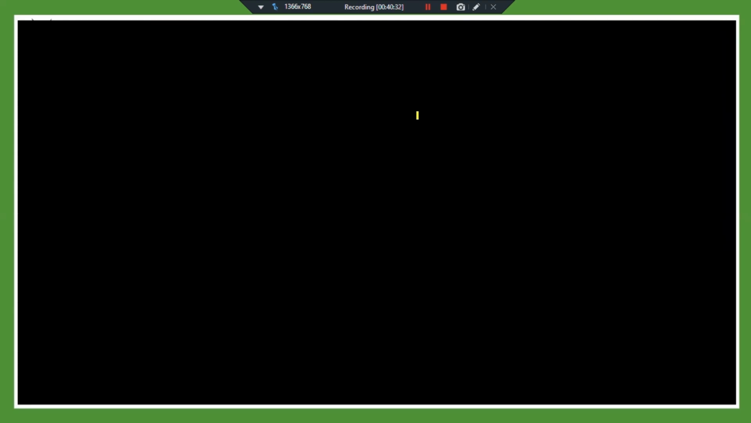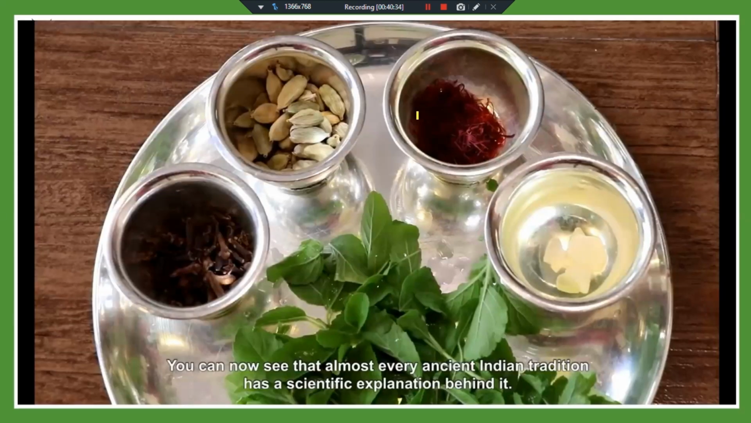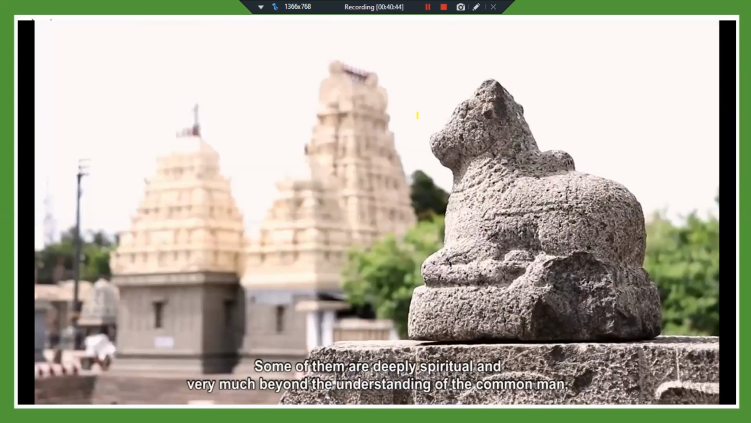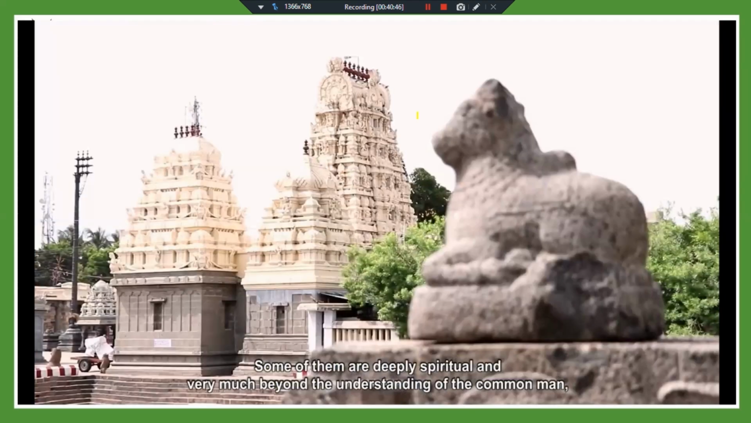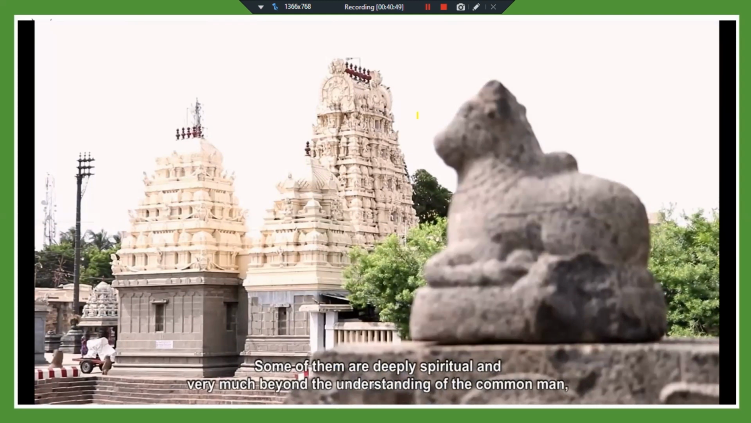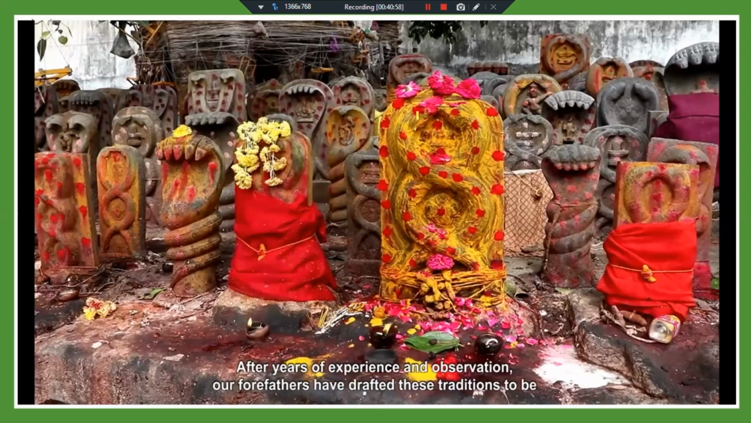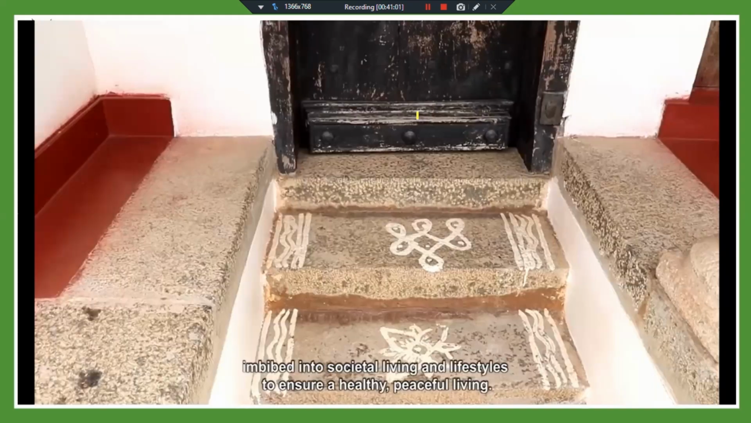We can now see that almost every ancient Indian tradition has a scientific explanation behind it. Some of them are deeply spiritual, very much beyond the understanding of the common man, because of which they were linked to the concept of blind belief. After years of experience and observation, our forefathers have drafted these traditions to be imbibed into societal living and lifestyles to ensure a healthy, peaceful living.